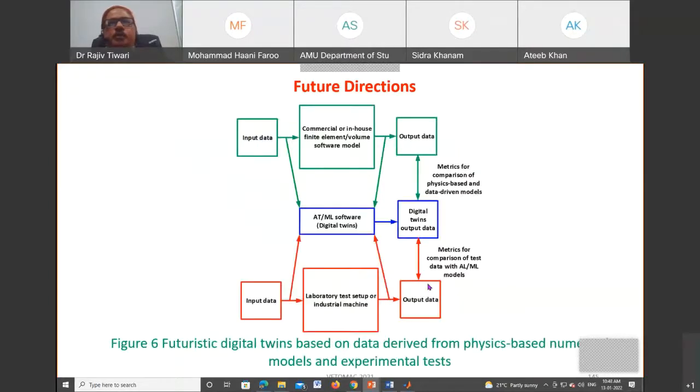Or alternatively, the recent trend is to integrate these two, data driven and the physical model, so that whatever knowledge of the physics we have or the numerical techniques we have can be utilized apart from the test data to develop a digital twin that can be used to predict the system response or maybe some kind of faults in the system.